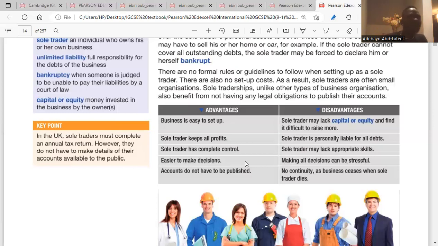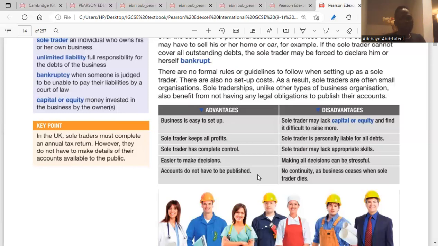And you don't have to wait for people to say yes or no to it. Yes. It's your business. Accounts do not have to be published. In other forms of business like the private limited company or the public limited company, you have to publish your accounts, especially the public limited companies. What publication means is that your financial transactions, your financial dealings, you have to let it be known to the public or especially to the government.